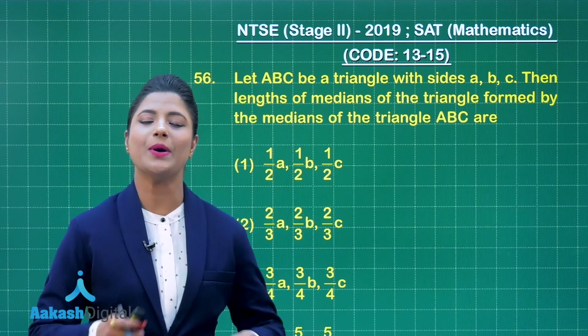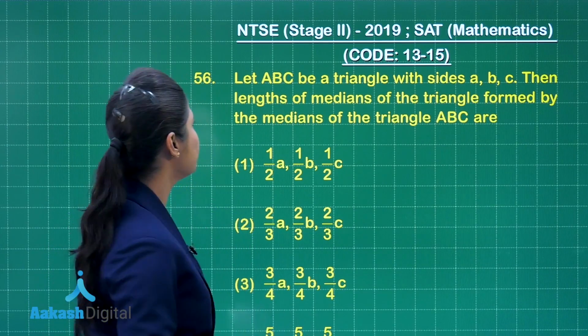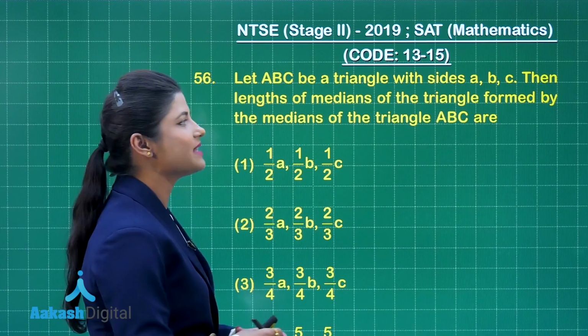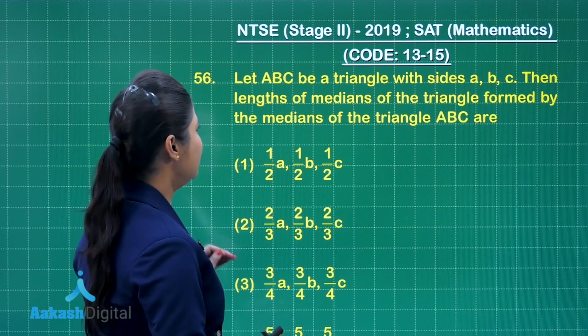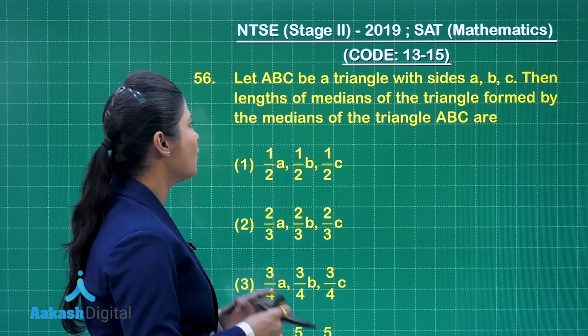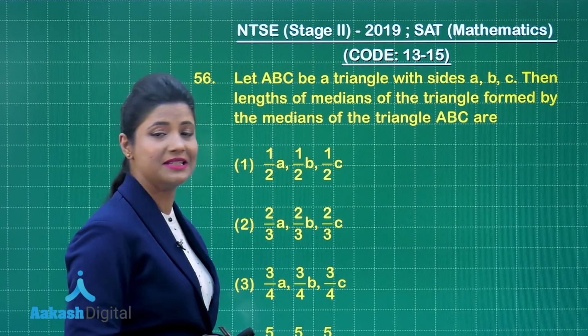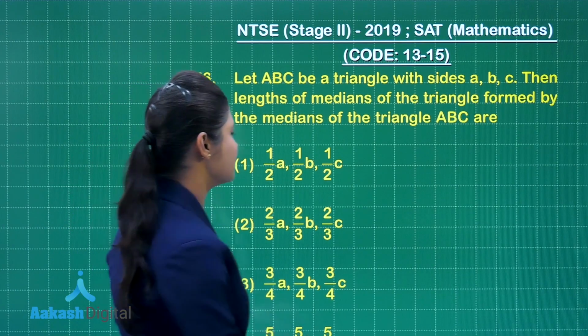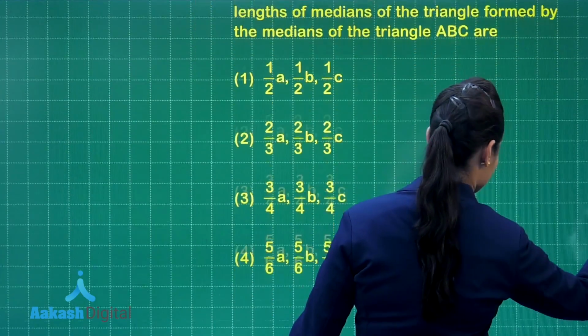Now let's discuss question number 56. It states that let ABC be a triangle whose sides are a, b, c. Then the lengths of the medians of the triangle formed by the medians of the triangle ABC are, out of these four options. So let's try to find an answer to this question.